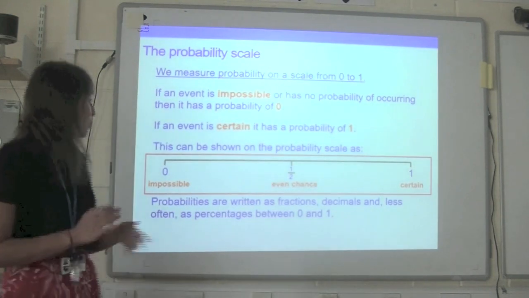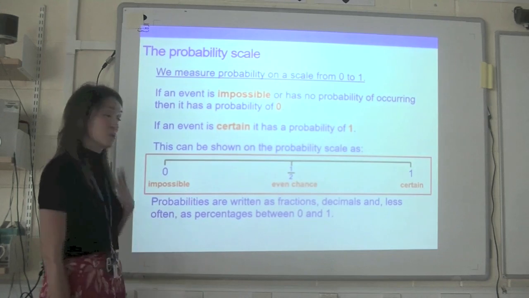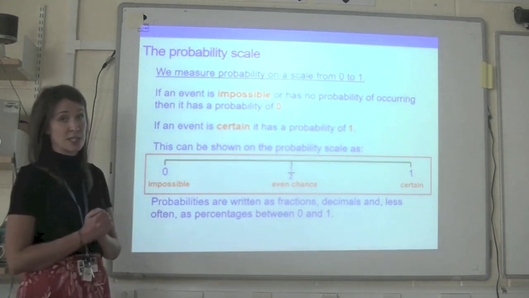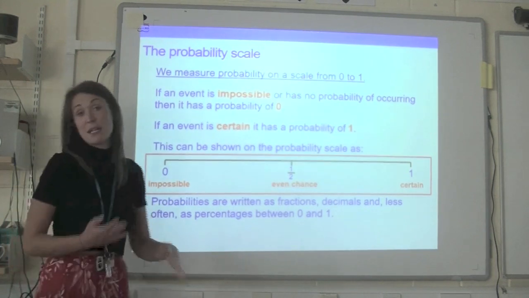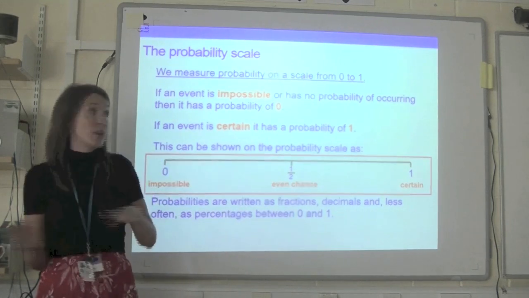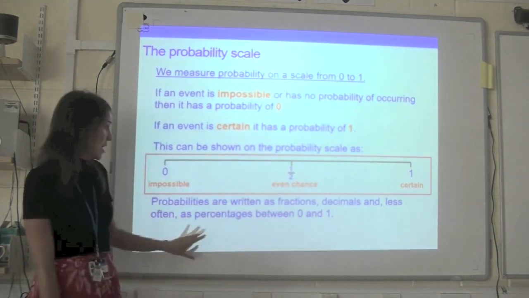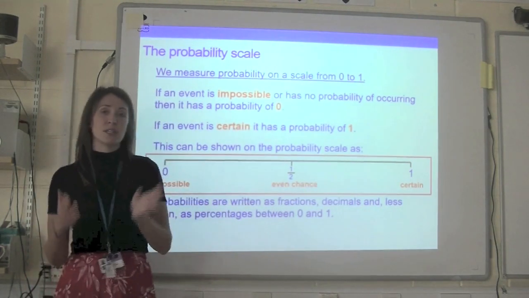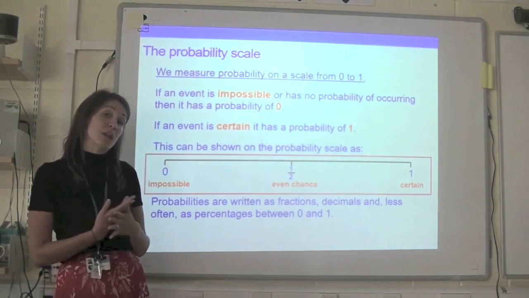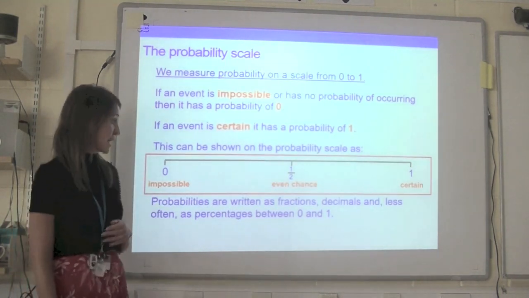Now, probabilities are written as fractions, decimals, and less often, but sometimes, as percentages. Now, depending on what you're used to doing in primary school and what class you're in, we would have covered some work, definitely, on converting between fractions and decimals and percentages. So I'm hoping that some of you will already be familiar with that, but if not, you certainly will be by the time we get to the end of year 7, because we'll do some work on that together.